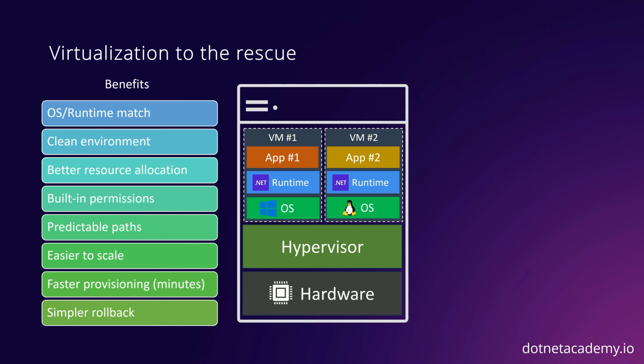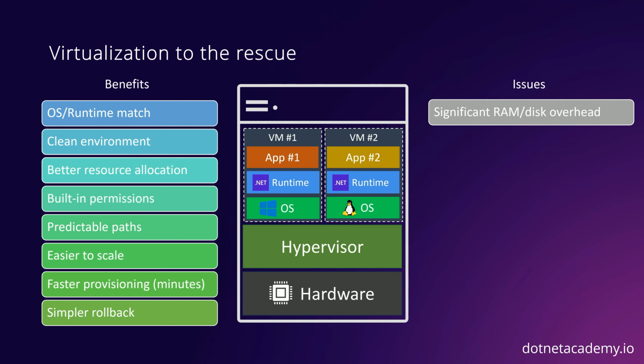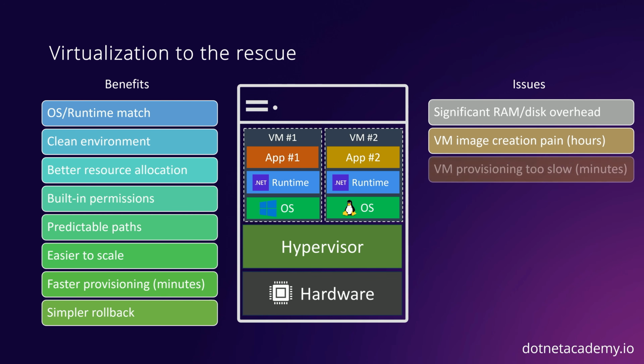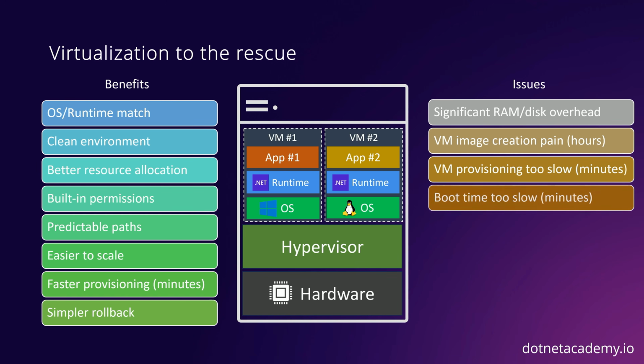However, virtualization also introduced its own set of challenges. There was a significant overhead in terms of RAM and disk space, since each VM included a complete OS. Creating VM images was an hours-long process, very painful when errors were found on an image. Even though faster than bare metal, VM provisioning still took several minutes. VMs had slow boot times since they had to boot an entire OS.